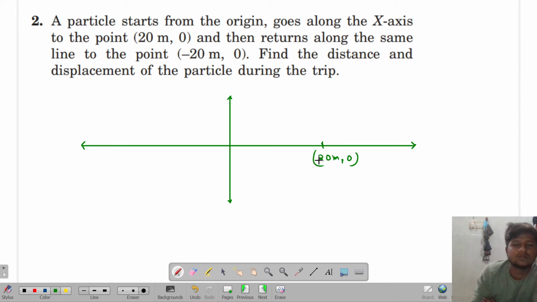No problem. So look, this is 20 meter. Okay, it is moving towards the positive x-axis. Okay, it has moved 20 meters. Then it is returning back to minus 20 meters. Okay, so this is minus 20 meter, 0. So it is asking what is the distance and displacement. So distance will be how much?